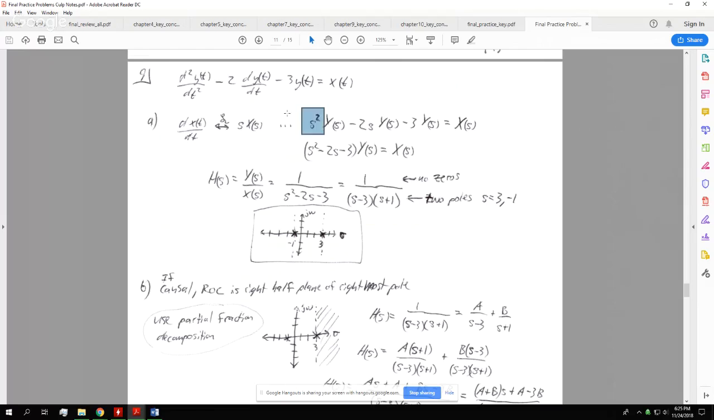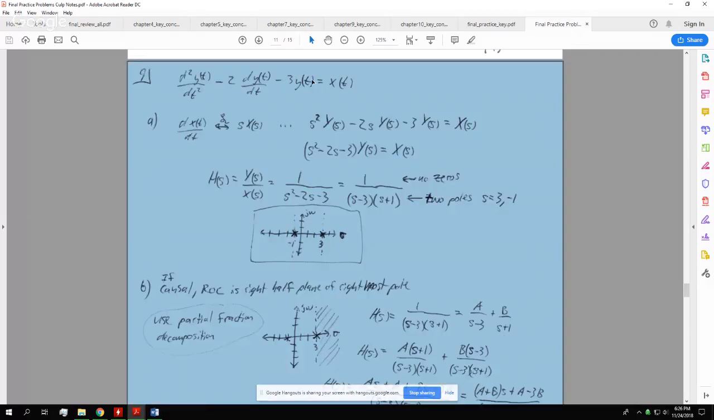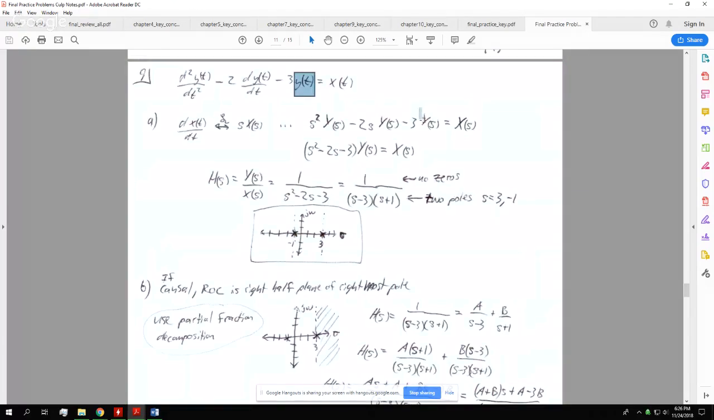So we have s squared because of the second derivative here, y of s. And then we have -2 through the linearity property. The -2 is unchanged. And then we have one derivative, so we have 1s, and then we multiply that by the arbitrary transform of y of t. And then we have a -3 through linearity, still there. And we have no derivative, so we're just going to take the transform of y of t, and that becomes y of s.